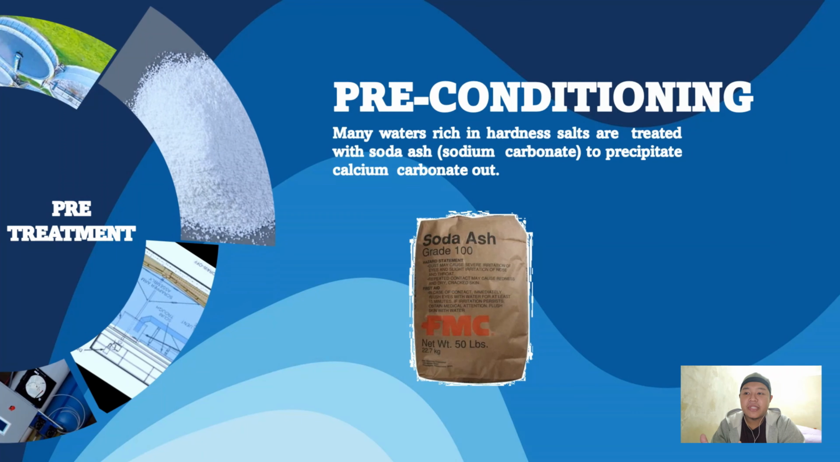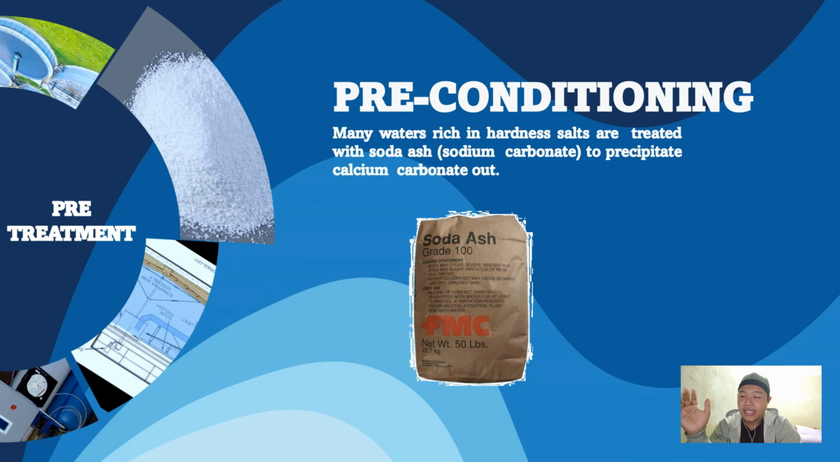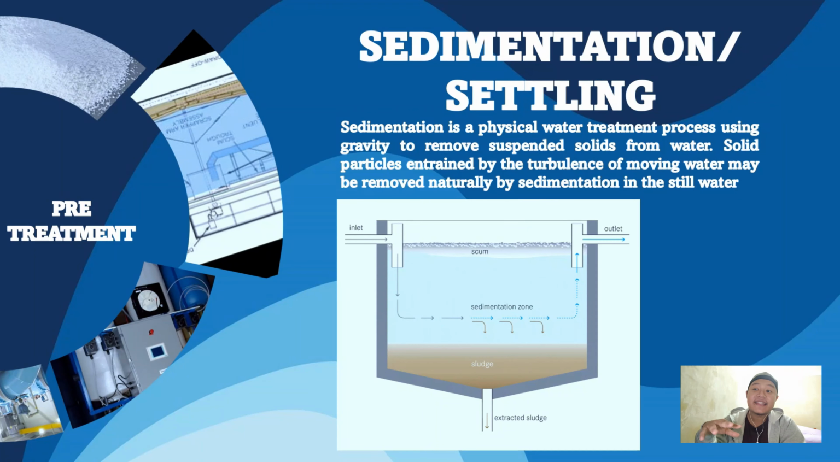Next, the water will undergo the preconditioning step, which allows calcium carbonate to precipitate out of the water by treating it with soda ash. The water will then be left for settling, or sedimentation, to allow the suspended solids to go to the bottom of the tank so that the clearer water can be taken for the next process.